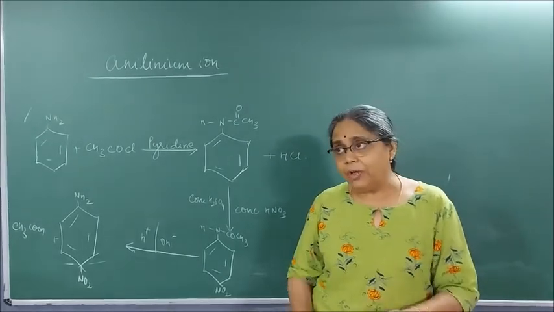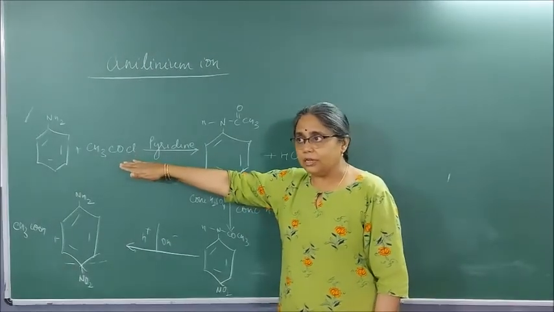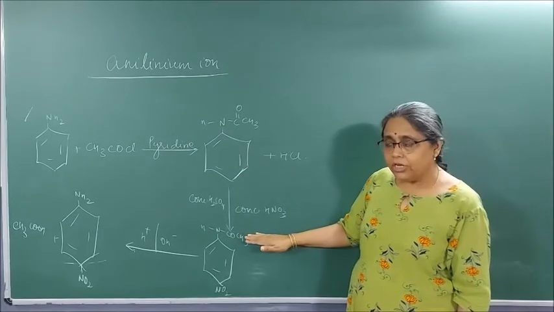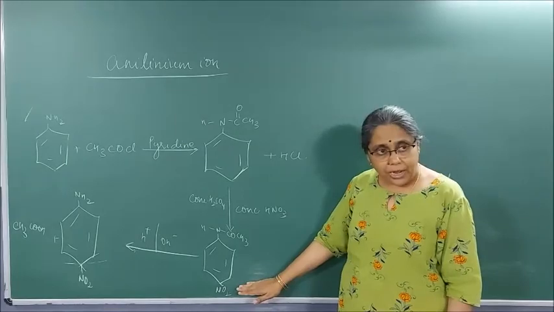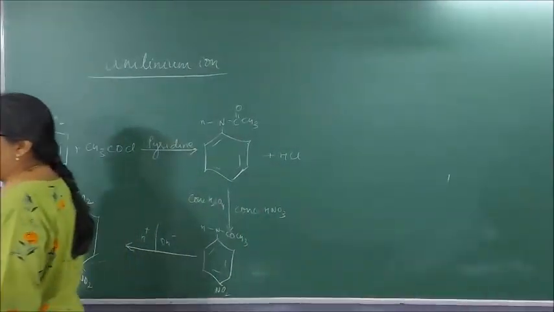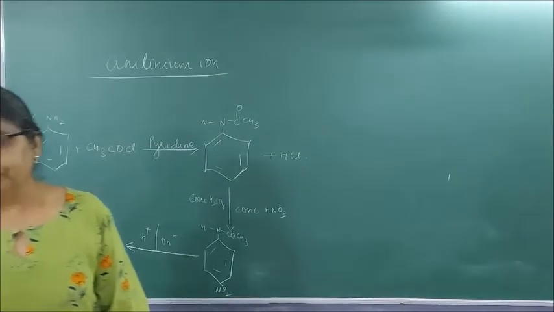Meta-directing. If I want to get only monosubstituted product, I react it with acyl chloride. I get N-phenyl ethanamide, which when treated with concentrated H2SO4 and HNO3 forms para-nitroacetanilide, and which on hydrolysis will give you what? Para-nitroaniline. Clear? Alright, next heading, sulfonation.